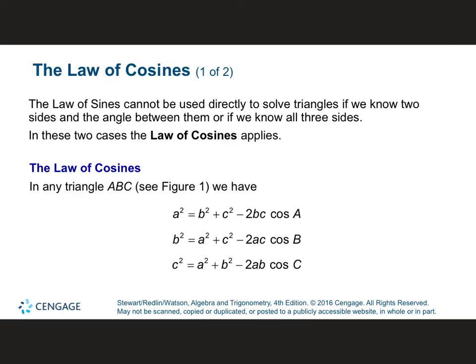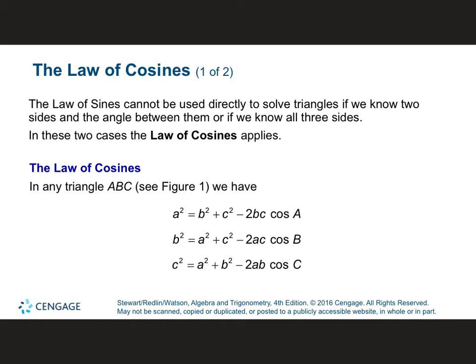5.6 goes over the law of cosines. The law of cosines states that if you have a triangle, today we're going to be working with side-side-side triangles, so the ones where you have all three sides and are finding the angles. If you have any triangle where you have all three sides and you're asked to find the angles or to solve the triangle, you are going to use the law of cosines.